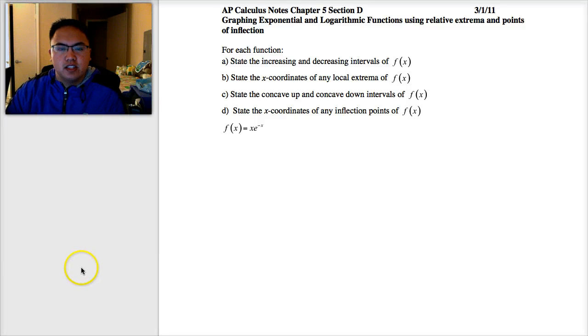Hello class, this lesson is about graphing exponential and logarithmic functions using relative extrema and points of inflection. So I left you with two packets. The packet you want to turn to is the one that says notes, and with all the lessons today, I'll do the example problems, and at the end of class I want you to practice on your packet.